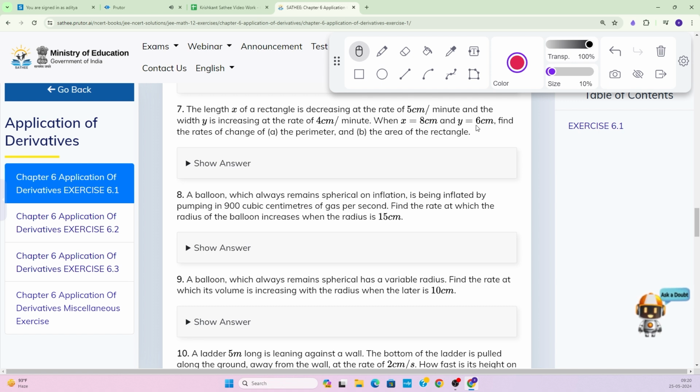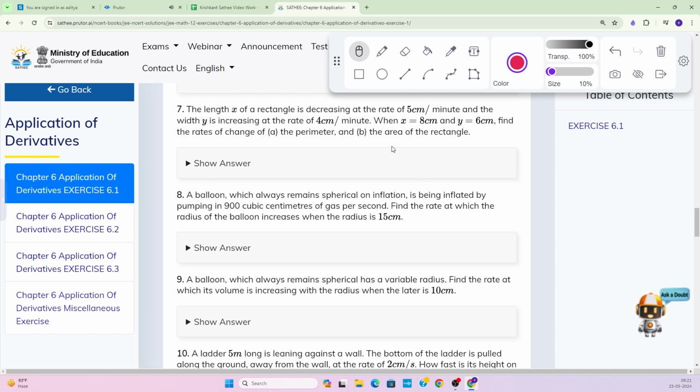Now when x is 8 and y is 6, you have to find the rate of change of perimeter. The perimeter will be 2 times x plus y. This means you have to find dp by dt. So dp by dt means 2 times dx by dt plus dy by dt. So minus 5 plus 4 means minus 1, and this means minus 2. Your rate of change of perimeter will be minus 2 centimeter per minute, or in other words, it will be decreasing. The perimeter decreases by 2 centimeters every minute. Okay, what about area?